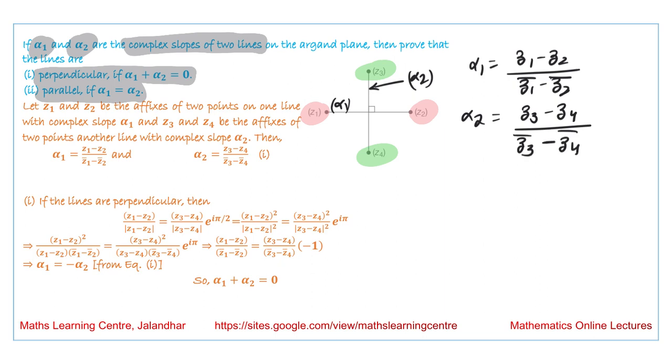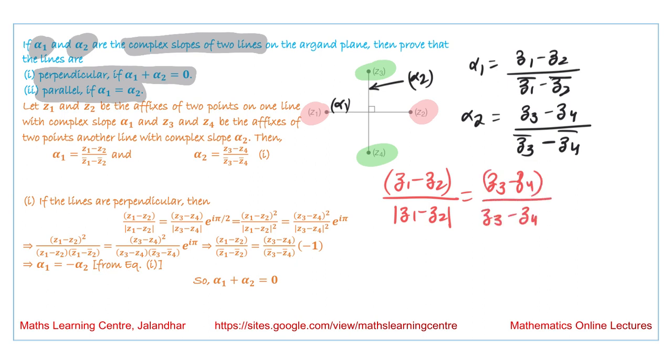Now if these two lines are perpendicular to each other, then z1 minus z2 divided by mod of z1 minus z2 should be equal to z3 minus z4 upon mod of z3 minus z4, times e raised to the power iota pi by 2. In terms of vectors, this is just like a unit vector we are talking about.